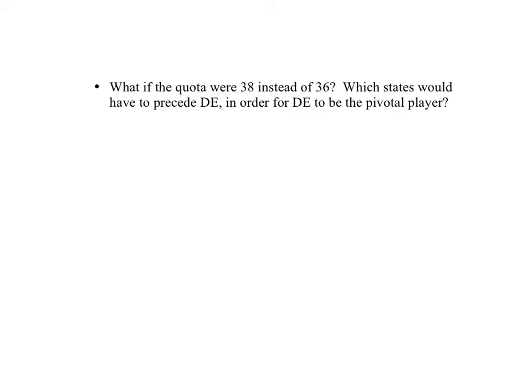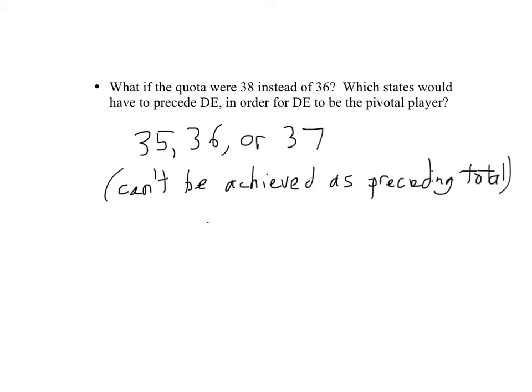Well, think for a minute before going on. What should the vote total be for the preceding players so that Delaware's 3 votes are what will bring them up to 38 or a little bit higher? What could that preceding total be? That preceding total would have to be 35, 36, or 37. But these can't be achieved as the preceding total number of electoral votes.